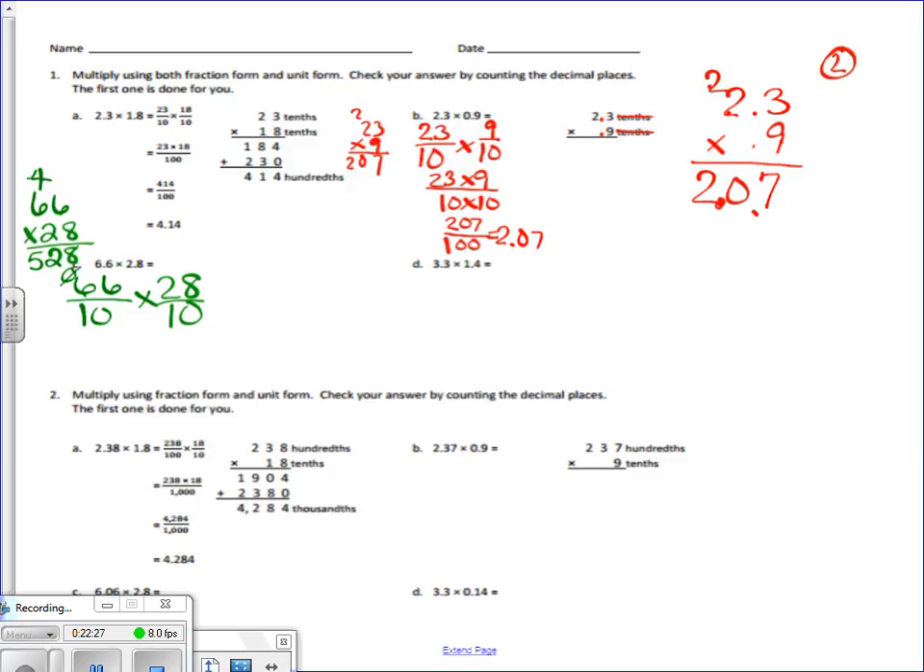That's 12. So that would be 13. 8 plus 0 is 8. 2 plus 2 is 4. That's 8. So you should have 1,848 over 100. So when you take that decimal and you move it in 2 places, it should be 18 and 48 hundredths.